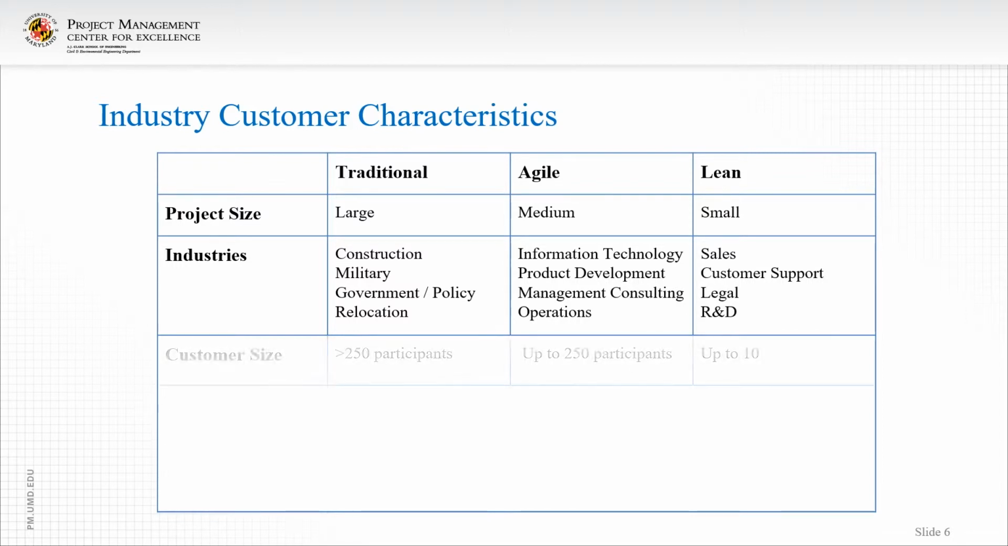In terms of the size of customers, well, in traditional, we normally see that we have really large groups of stakeholders and customers, normally over 250 participants. In terms of Agile, it's normally up to about 250.